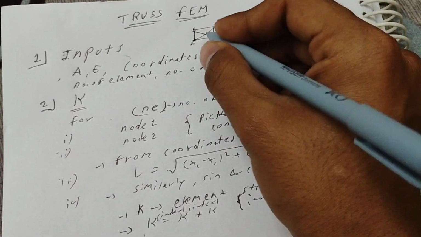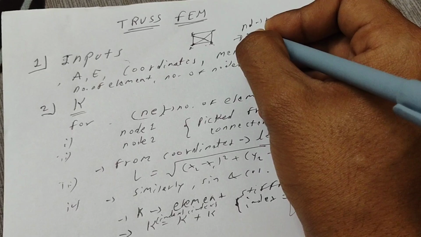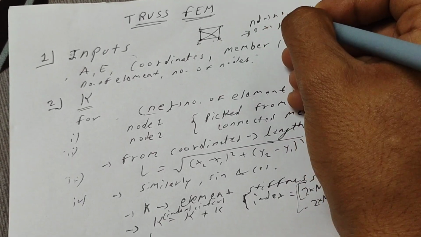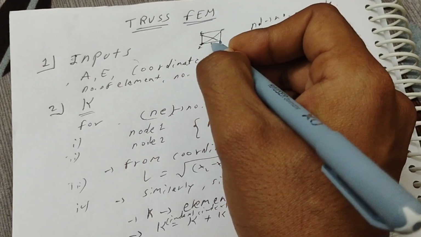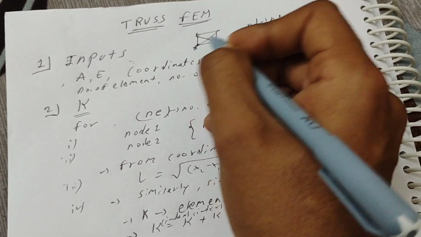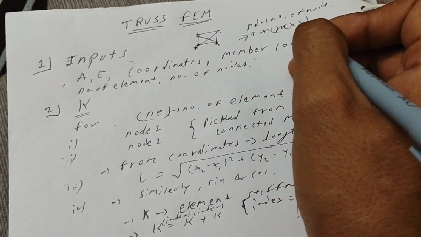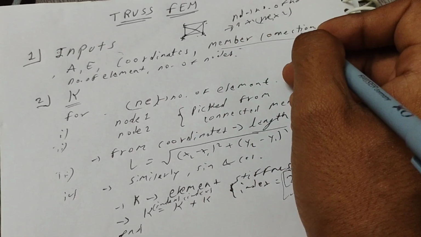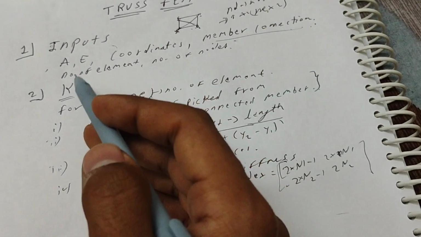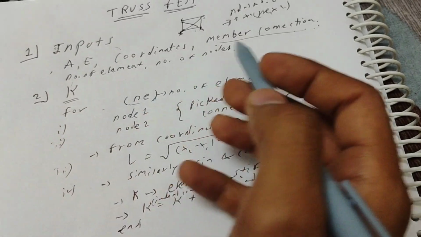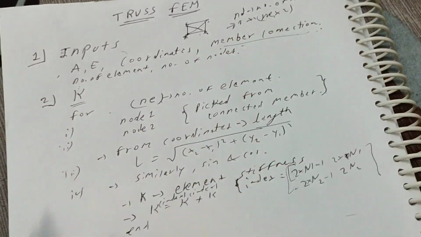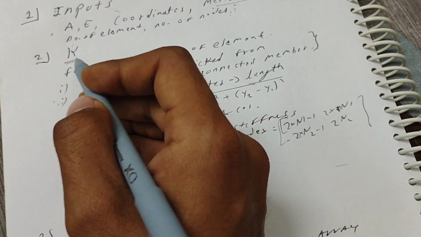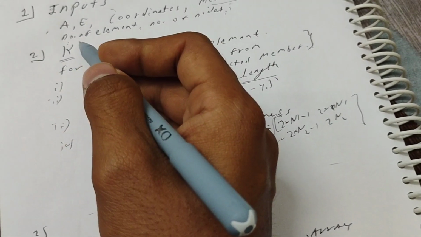The size of this will be the number of elements cross 2, as these are 1 2, 1 3, and so on, and we will get this matrix, and we will establish the connection between the members. The number of elements and number of nodes we will put as an input. And then after this we will initiate the stiffness matrix, the global stiffness matrix.